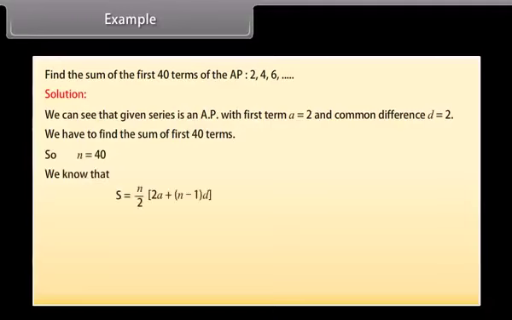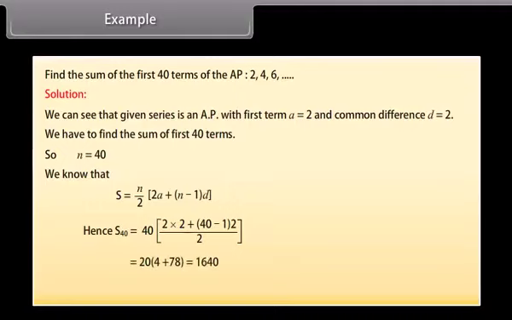We know that S is equal to n upon 2 into 2A plus n minus 1 into D. Hence, S40 is equal to 40 into 2 plus 40 minus 1 into 2 by 2, which is equal to 1640. So the sum of the first 40 terms of the AP is 1640.